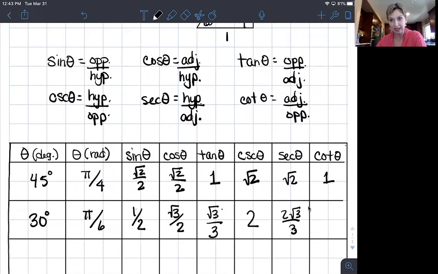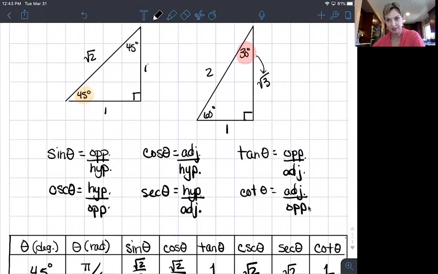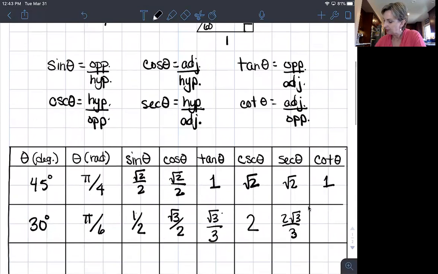Okay, now cotangent is adjacent over opposite. Okay, let's take a look at that. Okay, adjacent, this 30-degree angle, is the square root of 3, and opposite is 1. Right, so that would be the square root of 3 over 1. Do I need to write the over 1? No. Right, so this becomes square root of 3.